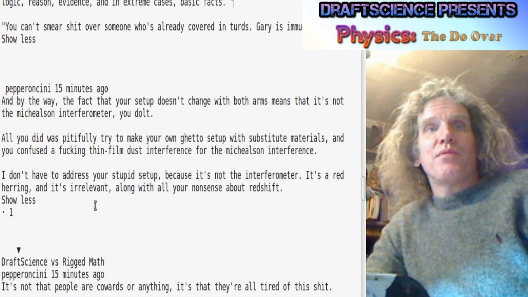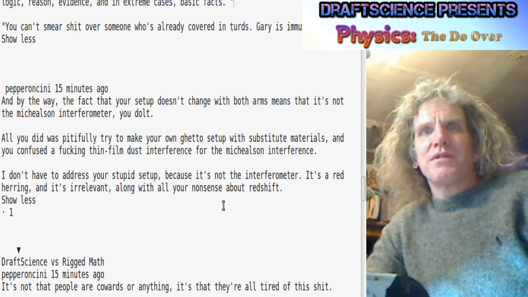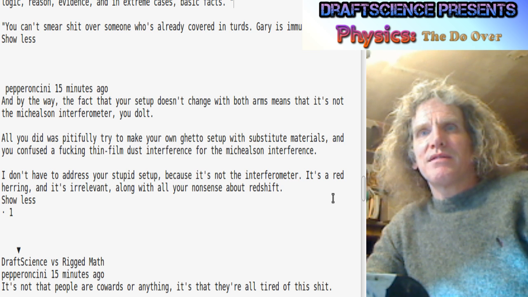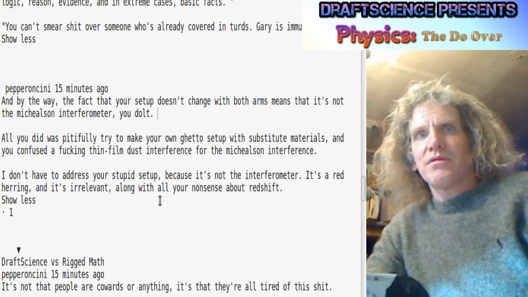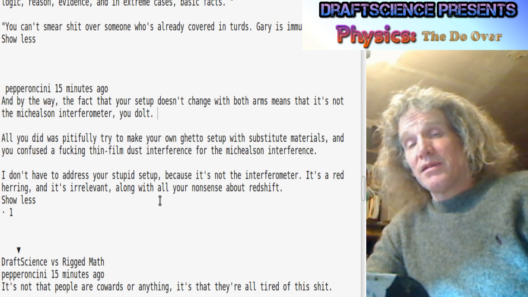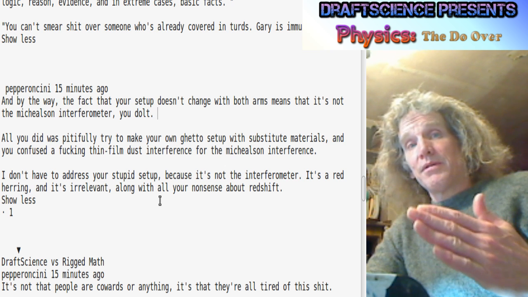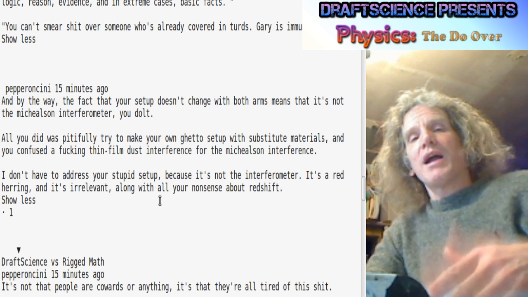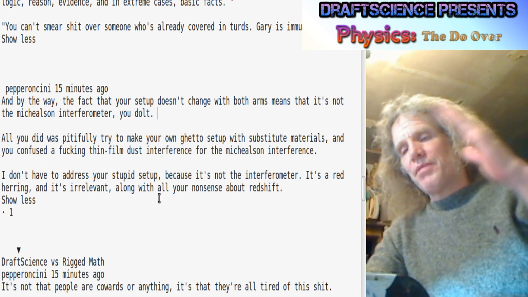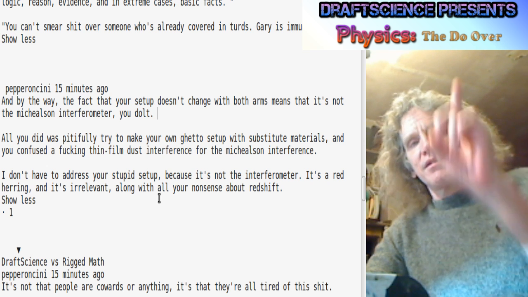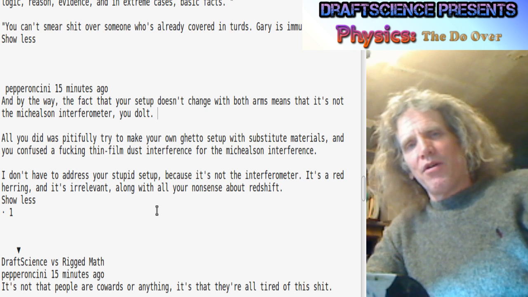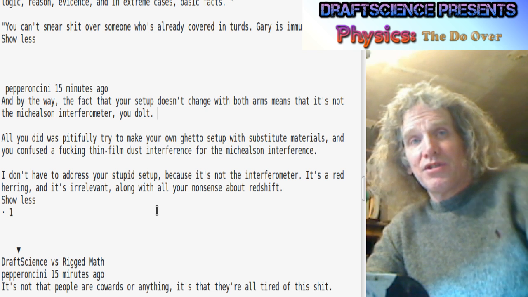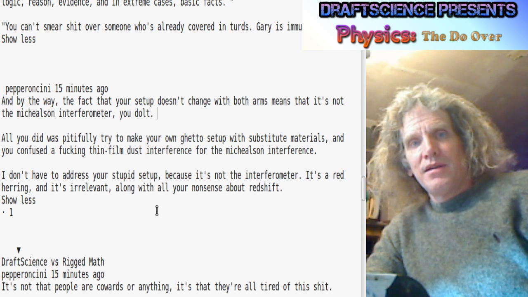Same guy. And by the way, the fact that your setup doesn't change with both arms means that it's not the Michelson interferometer, you dolt. The point is that they make claims you need a beam splitter. So why don't you explain to me why I need a beam splitter? If a plain piece of glass splits the light 50-50, why do I have to have something called a beam splitter? So why don't you explain that first? And then we can move on.